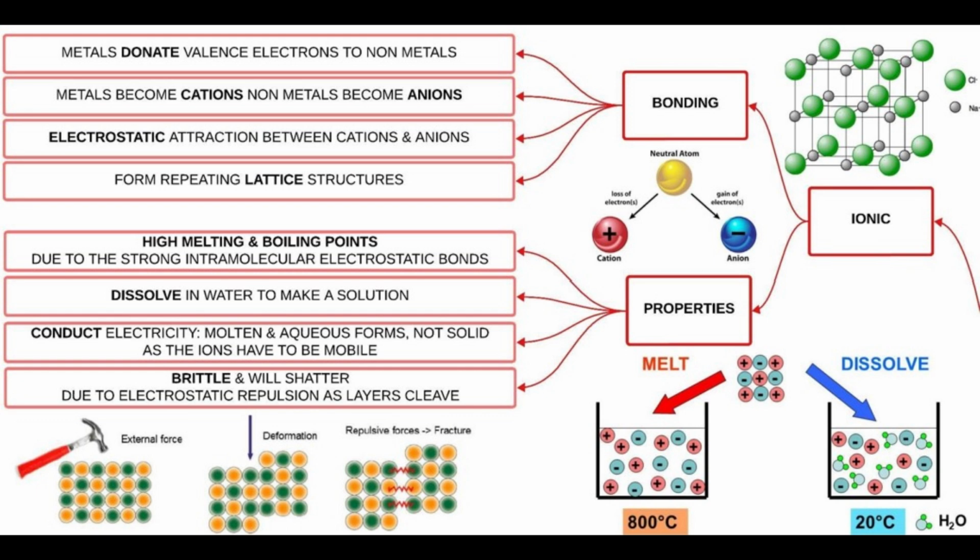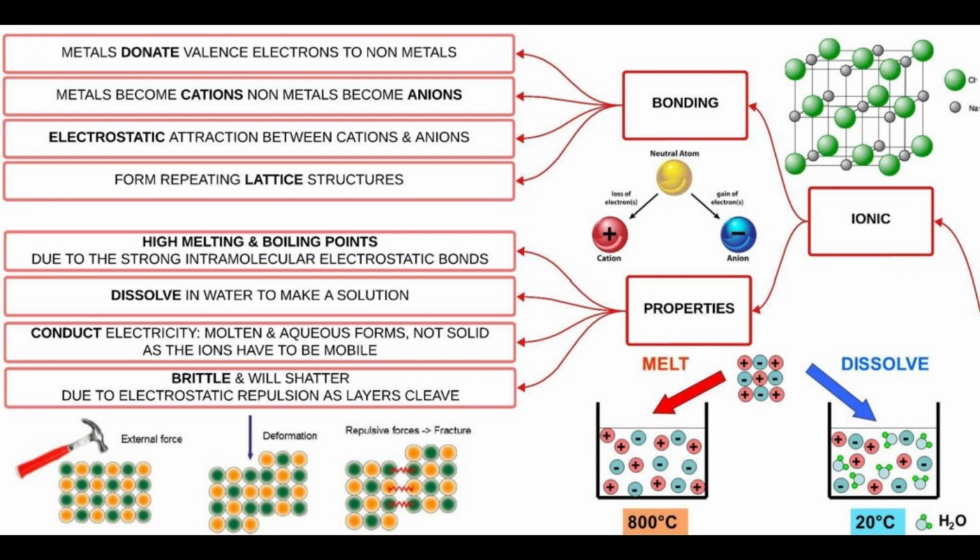Let's start with ionic bonding. In ionic bonding, metals donate their valence electrons to the non-metals. By doing this, the metals become cations and the non-metals become anions. Then there is an electrostatic attraction between the cations and the anions. Ionic bonding forms a repeating lattice structure, as shown here with sodium and chloride.